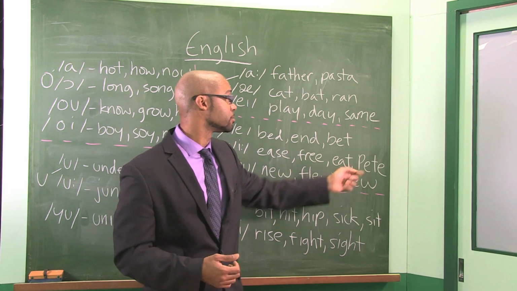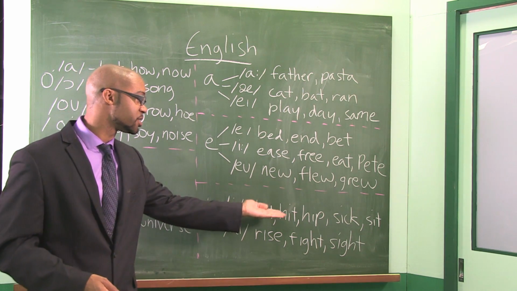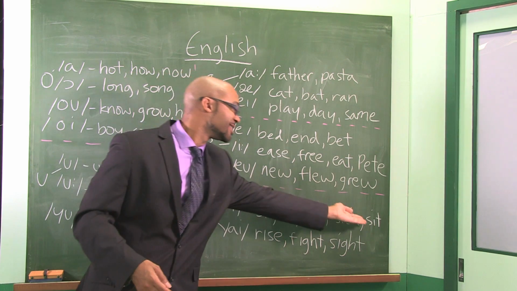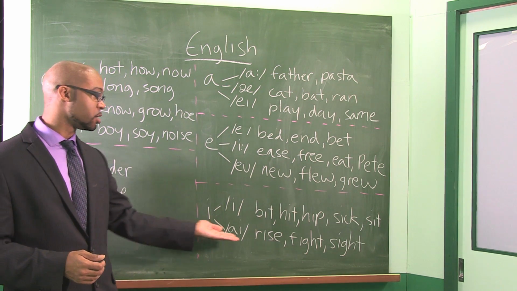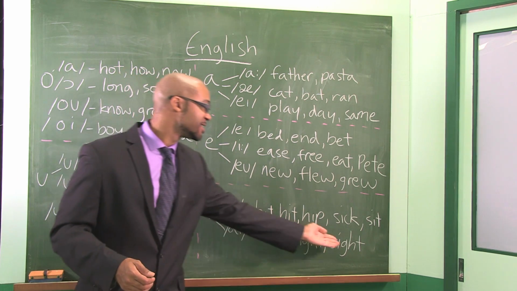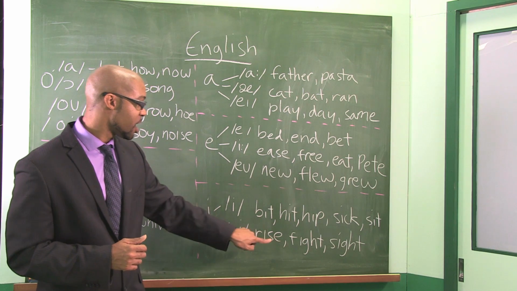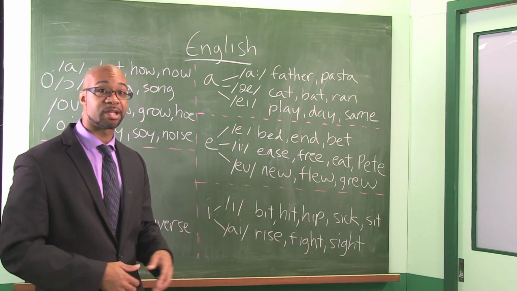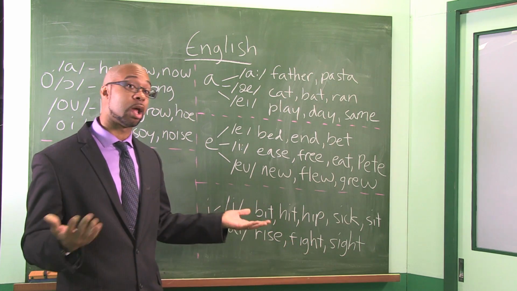Okay? Peat. Looking at I, there's I, as in bit, hit, hip, sick, sit. Or there's I, as in rise, fight, sight. Okay? So again, you have an E after the shin that makes it a long sound. Or in this case, you have a GH to make it a long sound.